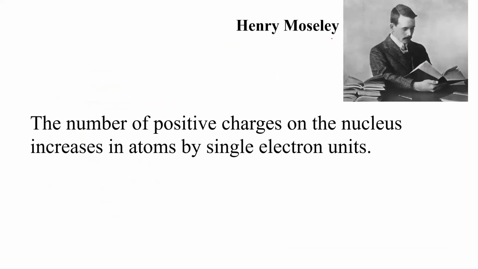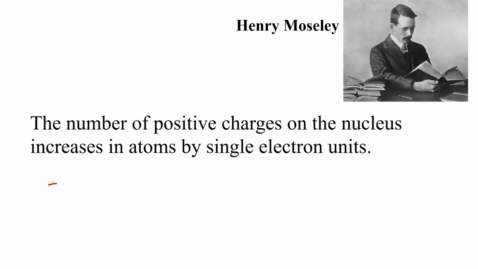Now, after this point, there is another name that we come across, which is Henry Moseley. From his observation, we can come to the concept of atomic number. Henry Moseley is a scientist who worked together with Rutherford, and he observed that the number of positive charges in the nucleus increases by a single electron unit. What this means is that every time you increase the positive charge by 1, there will be an additional electron.